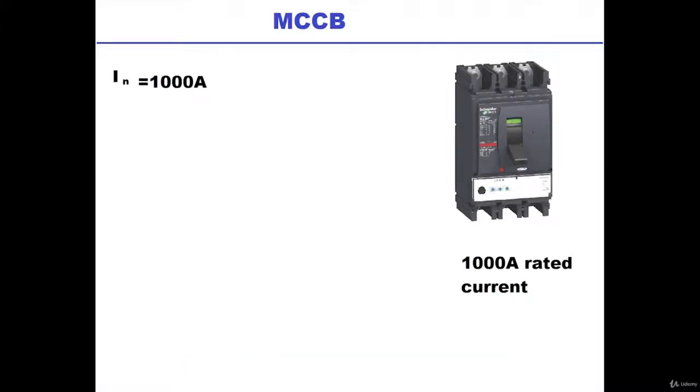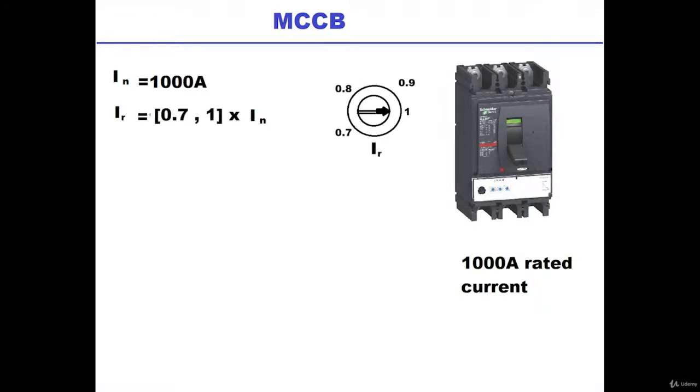Adjusting an MCCB is not the same for all circuit breakers. Different manufacturers will have different ways to adjust the rating. But let's take Schneider here for example. Let's say we bought this MCCB circuit breaker and it's rated at 1000 amps. Now, we will give the rated current a symbol of IN. You will see this in any MCCB datasheet.